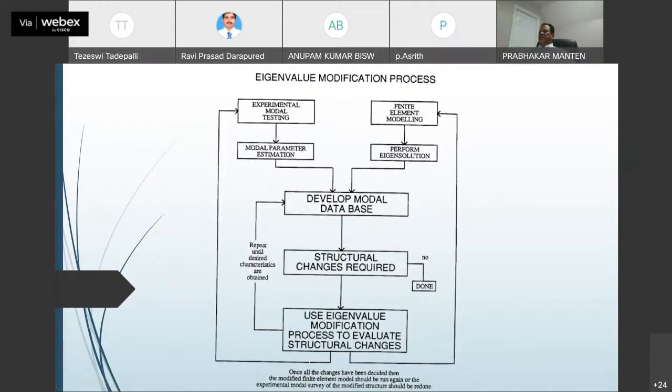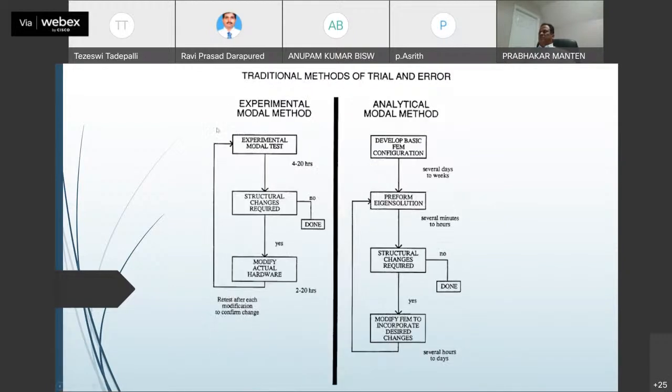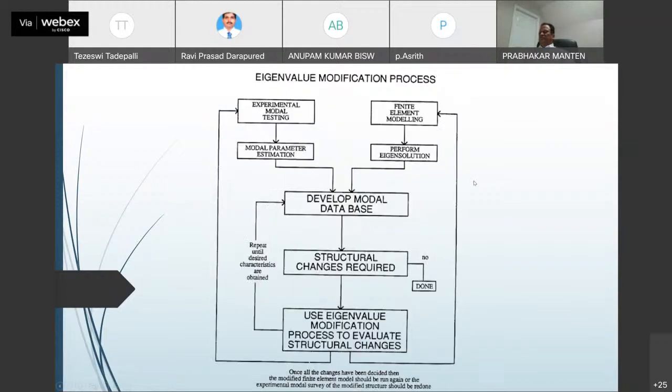How do you combine them? Traditionally they are done separately. You have to make them work in unison. Get the modal parameters, get the eigen solution. The modal parameters give you the frequency, damping, and mode shape. The finite element model will give you something as well. Develop a modal database. If structural changes are required, then use the eigenvalue modification process to evaluate what structural changes would do.